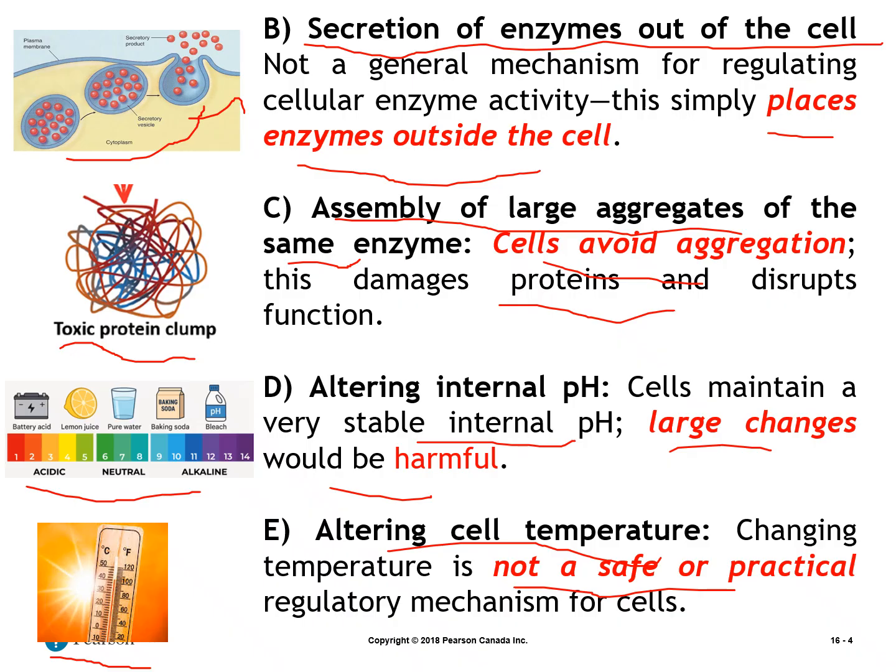So as you can see, compared to A, compartments in the cell are the best way to regulate enzyme activity. Okay, I hope that was clear. If you have any questions, just let me know.